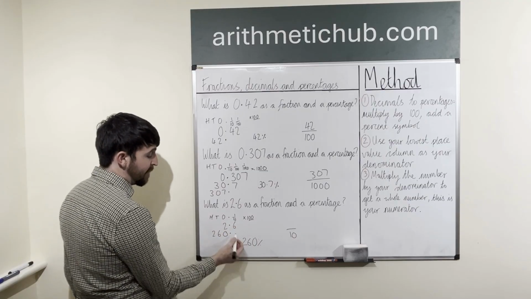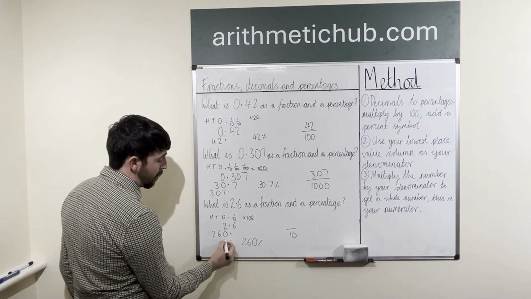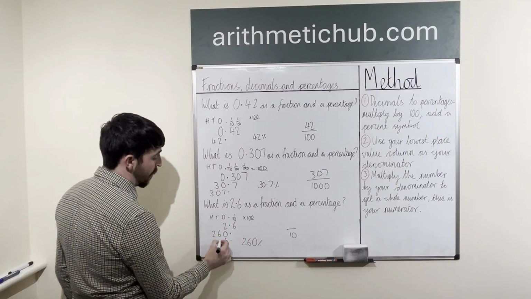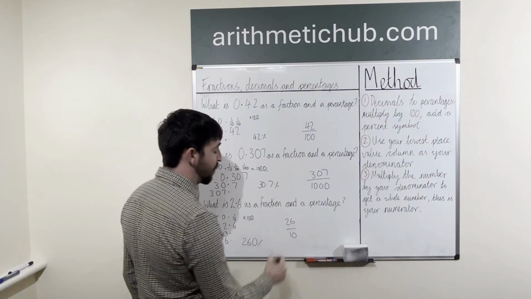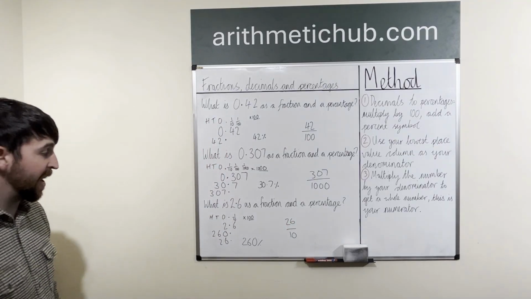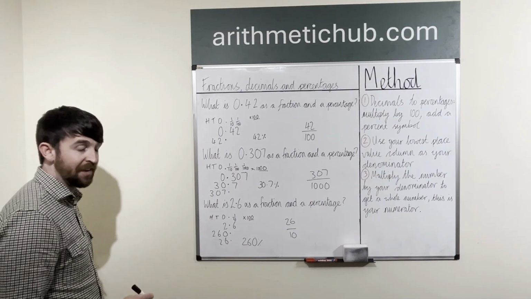I need to make it into a whole number. If I multiply it by 10, I'm moving the digits 1 place, aren't I? So if I do that, my 6 is going to go into the ones column, my 2 is going to go into the tens column, which will give me 26 tenths. So 2.6 is the same as 26 tenths, or 260%.